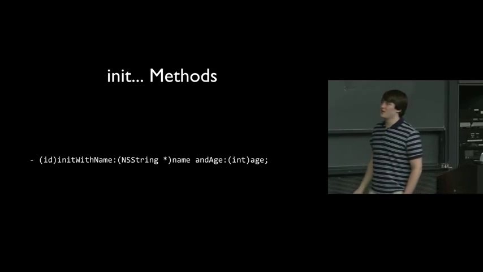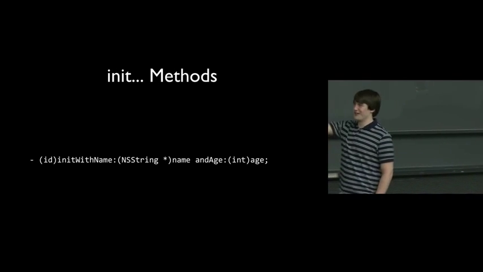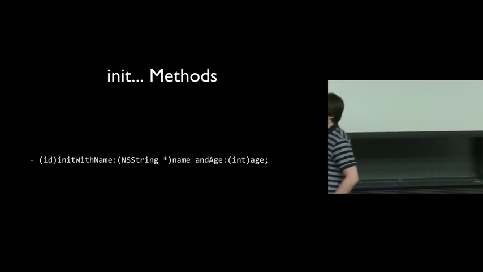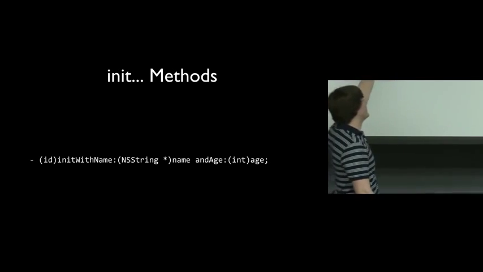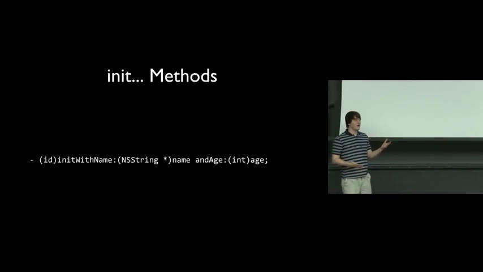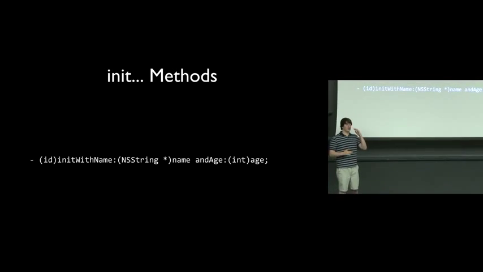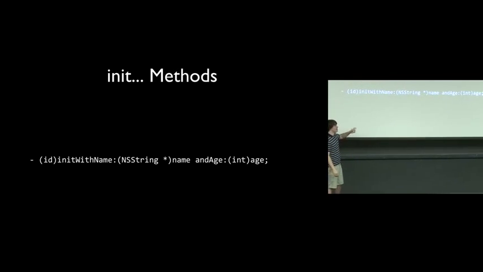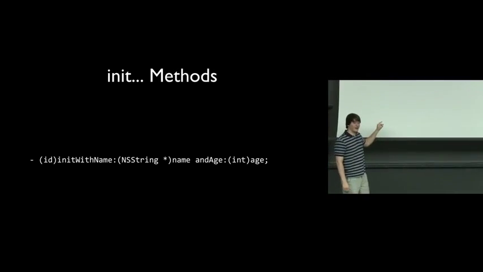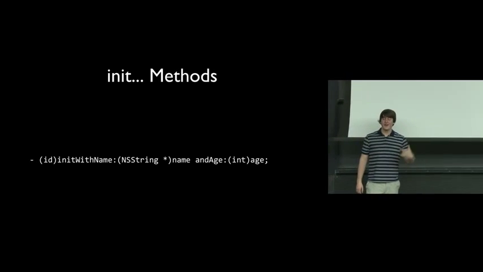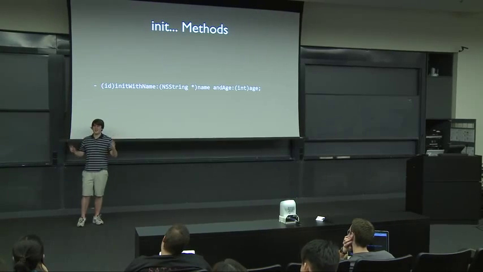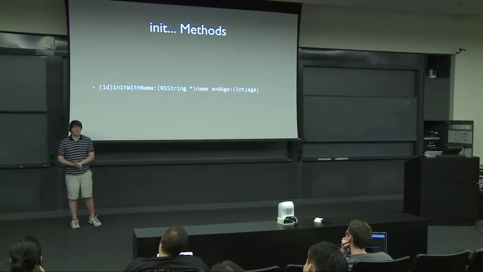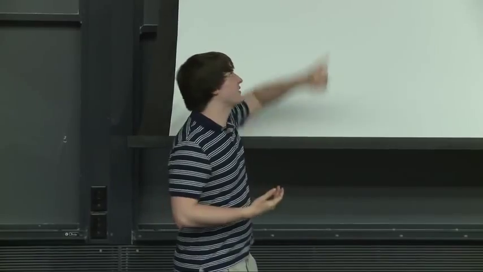Reading this method, we have an instance method, because it's a dash. It's going to return an ID. This is also convention. We know that it is not necessarily returning a Student star. And remember that ID is just sort of like a catch-all for all objects. The convention for initialization methods is that they return ID.